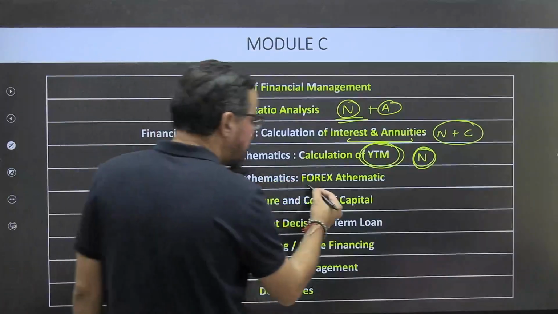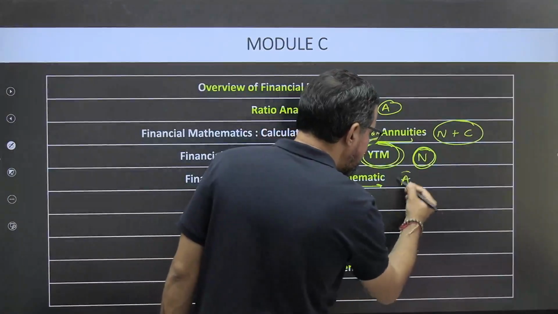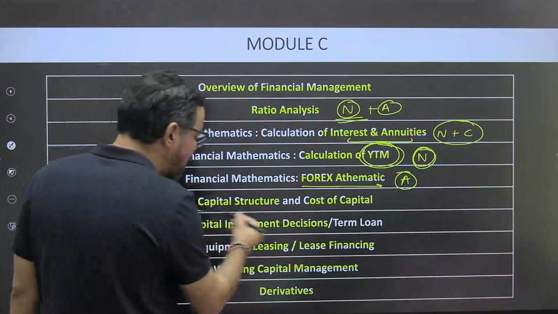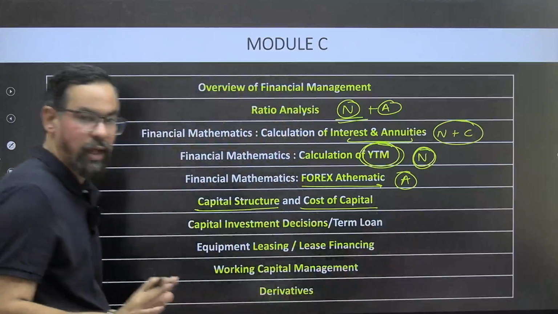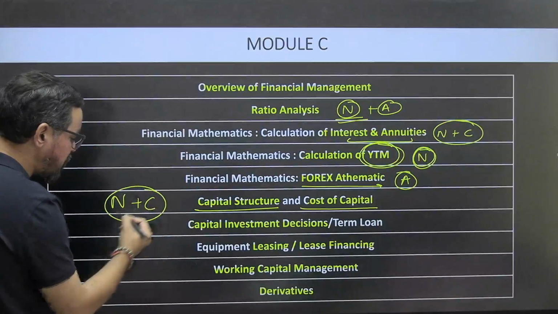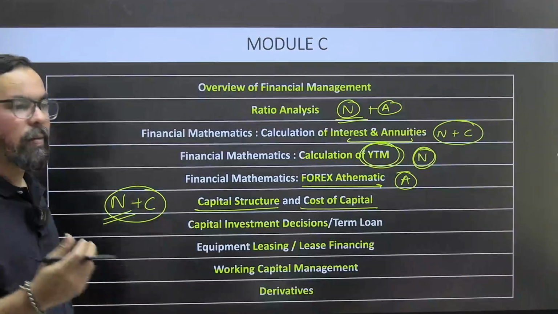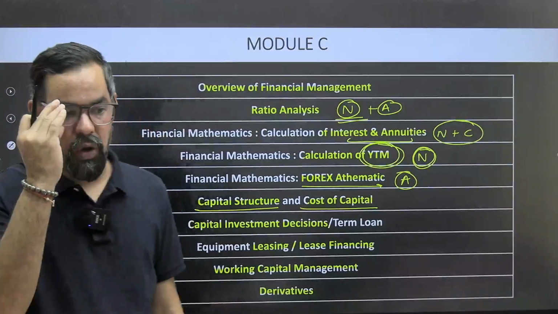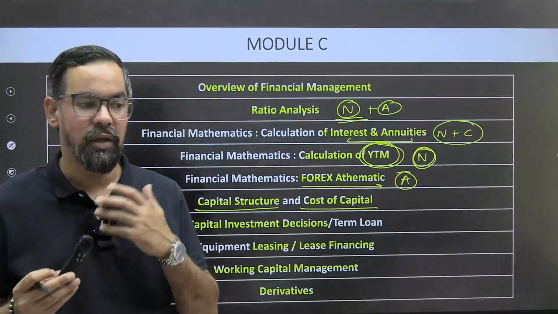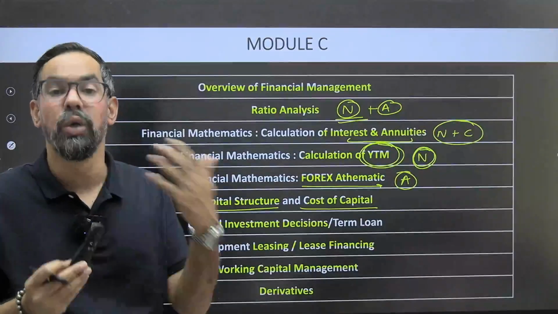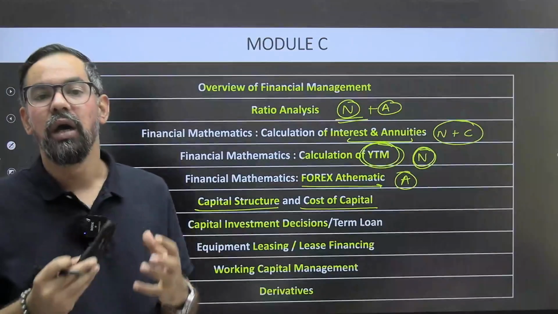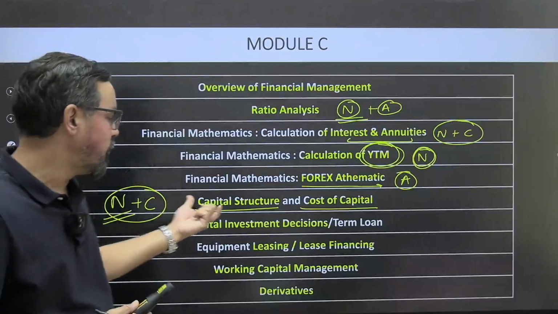Then we have forex markets, mostly applied questions from this one, concept driven. Then we have capital structure and cost of capital. Again, you will see questions based on numericals plus concepts, but mostly concept driven: the different capital structures, how we decide the capital structure, and the theories like the net income theory of David Durand, the traditional theory, or the irrelevance theory. That is generally part of this one.